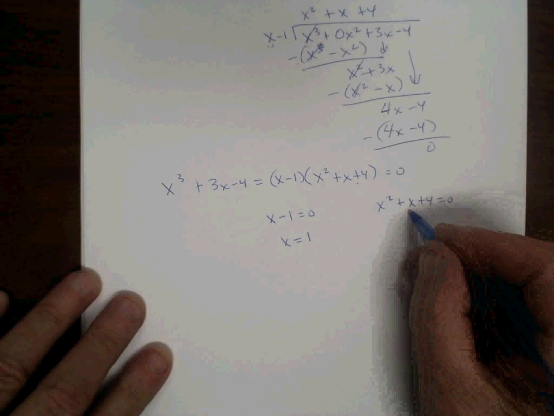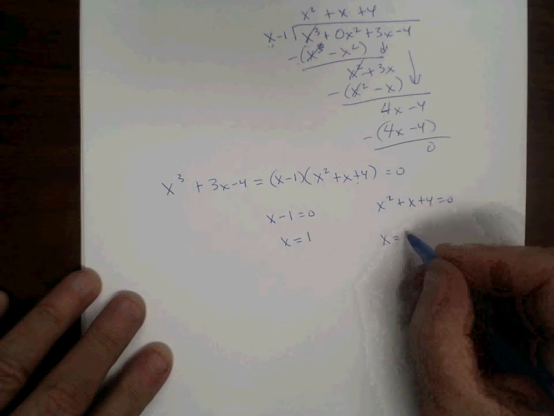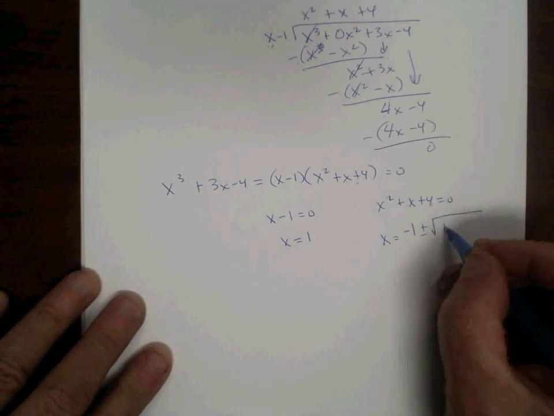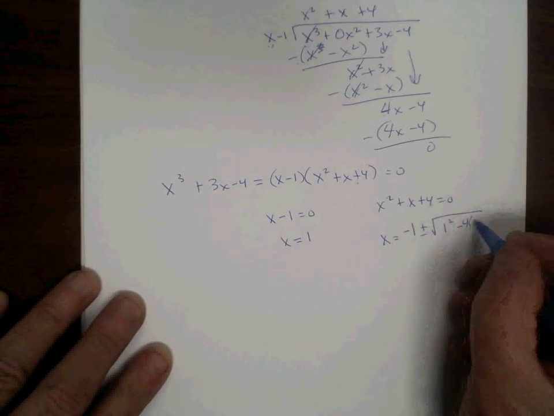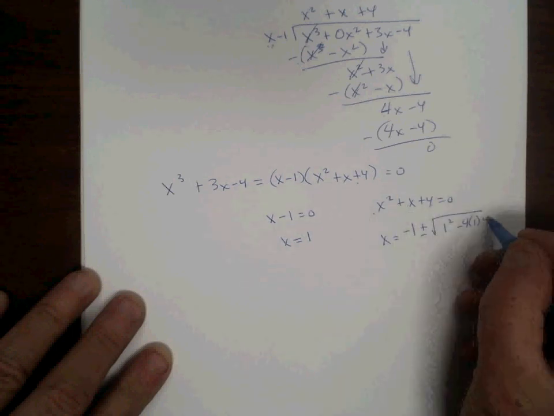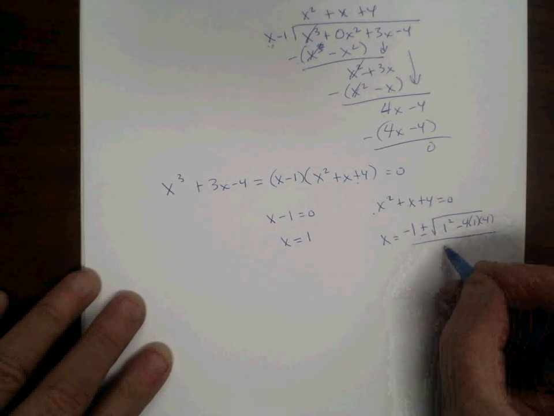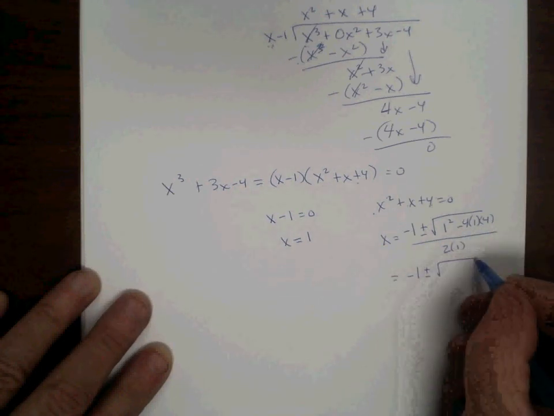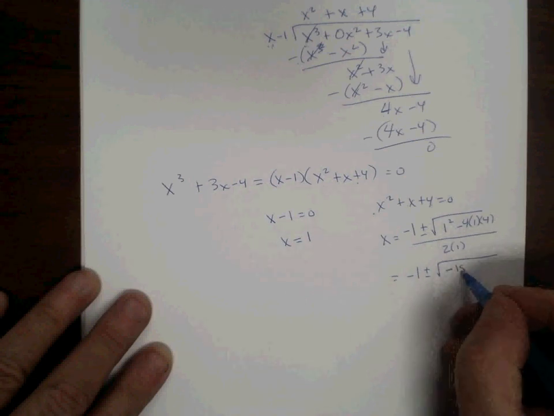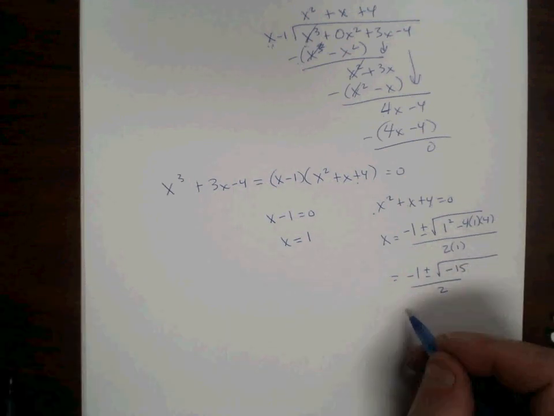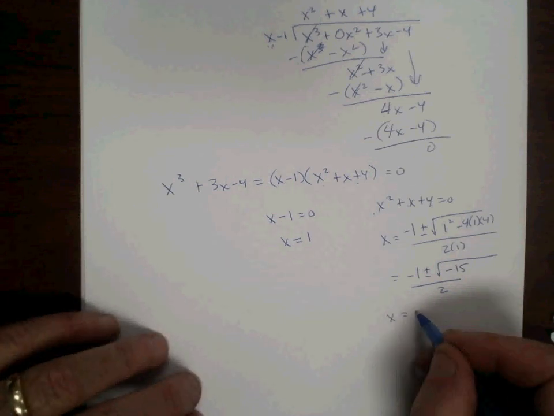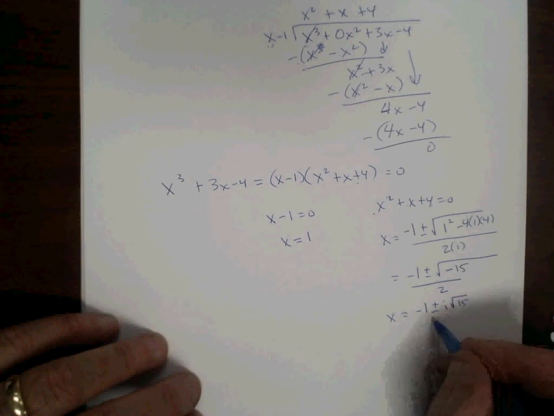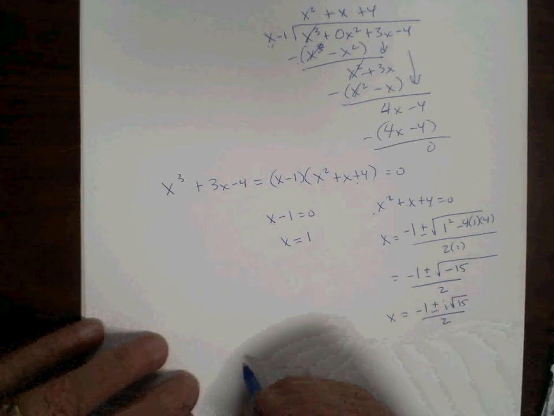Here, since we can't factor it because there's no two numbers that multiply to make 4 and add to make 1, we're going to use the quadratic formula. B is 1, so the opposite of 1, plus or minus the square root of 1 squared minus 4 times 1, which is a, and c is 4, all over 2 times a, which is 1. So this simplifies to negative 1 plus or minus the square root of 1 minus 16, or negative 15, all over 2. Remember, we don't leave the square root of negative 15, so we get x equals negative 1 plus or minus i square root of 15, all over 2.